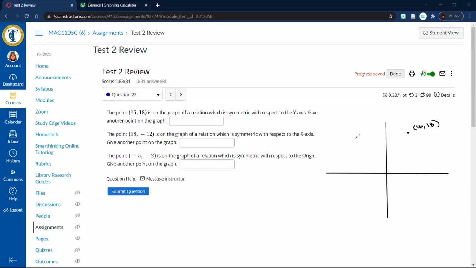Symmetric to the y-axis means the y is going to stay the same, but the x value will flip. That's right. For it to be symmetric along the y-axis, it's got to be able to fold along that line. So our point should be right here on the other side. The 18 will stay the same, and our x becomes negative.